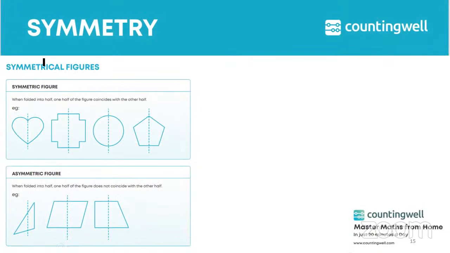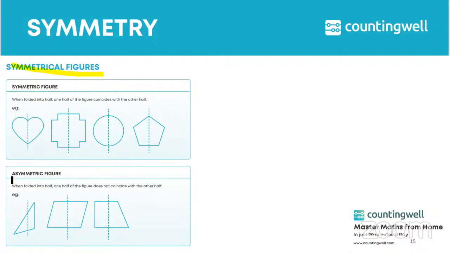Next, let us revise symmetry. So what are symmetrical figures? Here you can see some examples: a shape of a heart, a circle, a pentagon, and a shape shown here. When folded into half, for symmetrical figures, one half of the figure will coincide with the other half. In that case, we say the figure is symmetric.